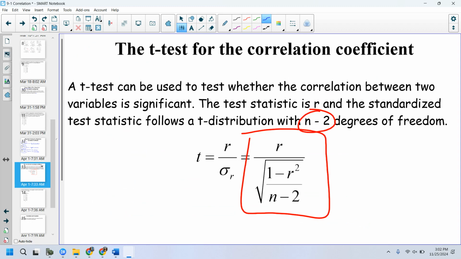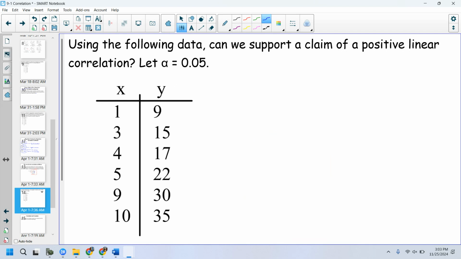Now, I think I highlighted it yesterday, but here is the t-score that I am going to use. A t-test can be used to test whether the correlation between two variables is significant, whether significant positive, significant negative, or just significant overall. This R value comes from your calculator, basically. Okay, so I think I want to do. You know what? Let's revert this back to.